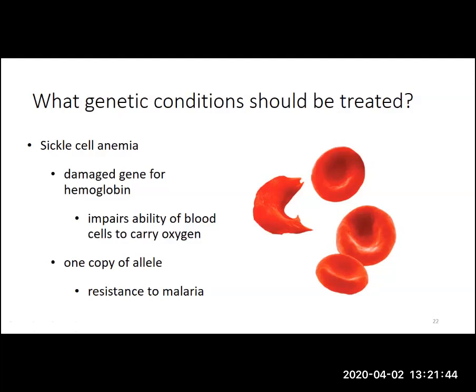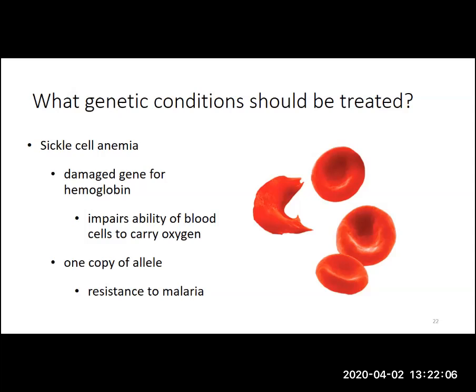The problem is, again, we don't know everything that sickle cell anemia may be doing because it's still present within the population. It's still a gene that we see. It hasn't been evolutionarily lost over time. So there's got to be at least some advantage to it.